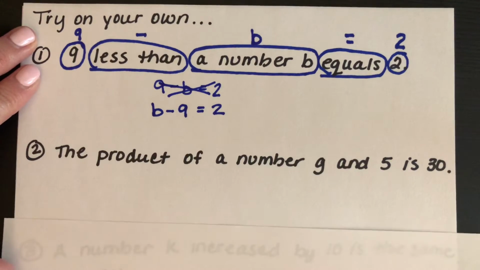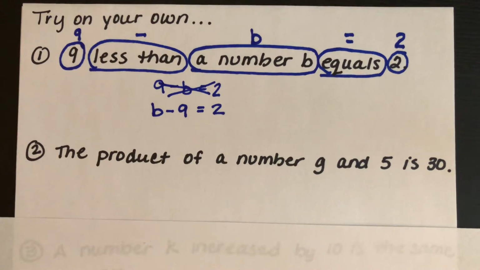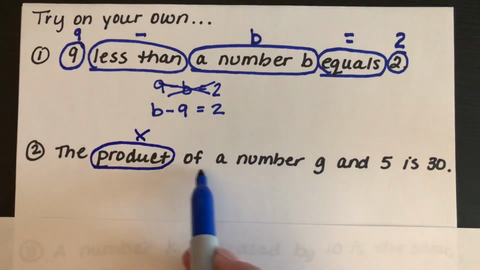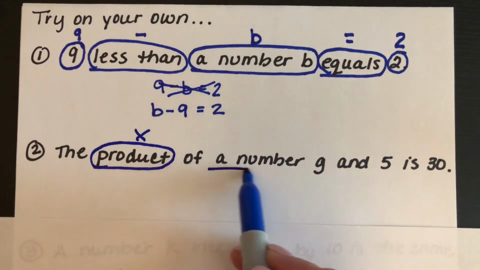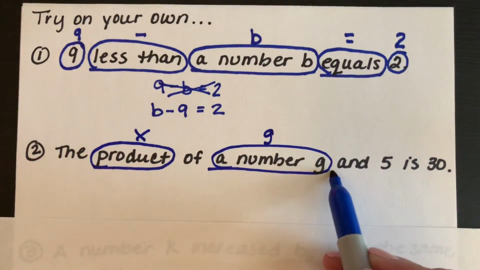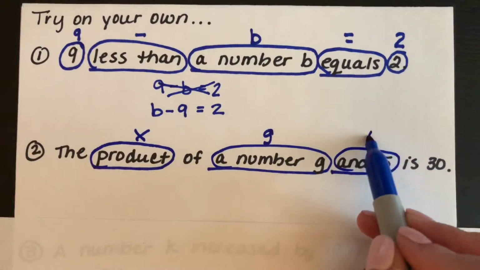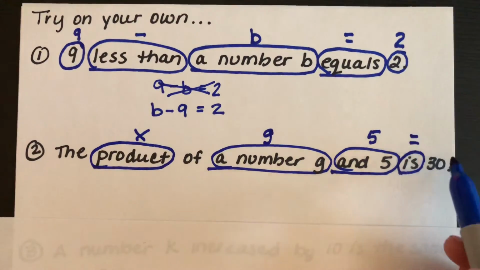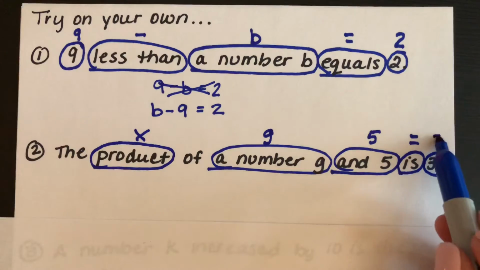All right, try the second one. Pause the video and see if you can get this done. Okay, so hopefully you got it correct, but it's the product. Product means to multiply, or product of, a number g. We don't know what g is. We know it's a variable. And 5 is, put an equal sign, 30.